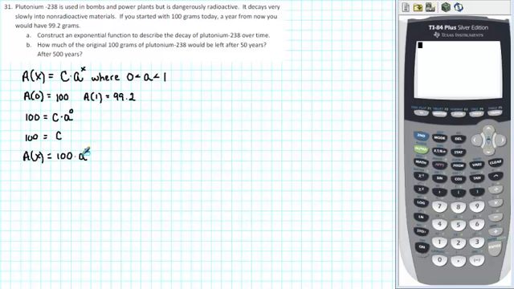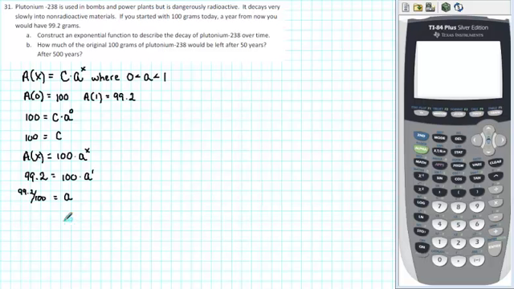To figure out the value of a, we can use our second piece of information. We know that if we substitute 1 for x, the output has to be 99.2. So we substitute 99.2 for A of 1, and we substitute 1 for x. Well, a to the first is just a. So we'll divide both sides by 100 to figure out the value of a, and we get a is equal to 99.2 divided by 100.